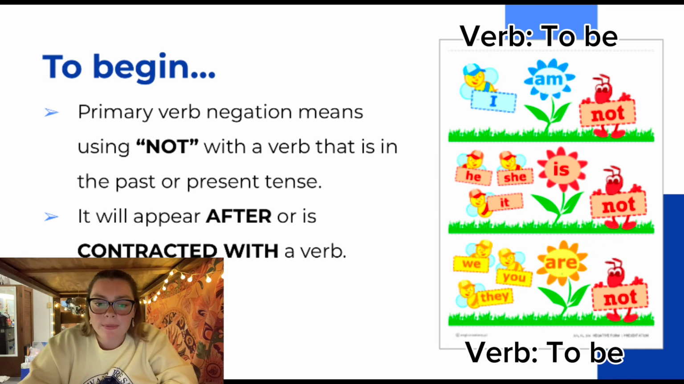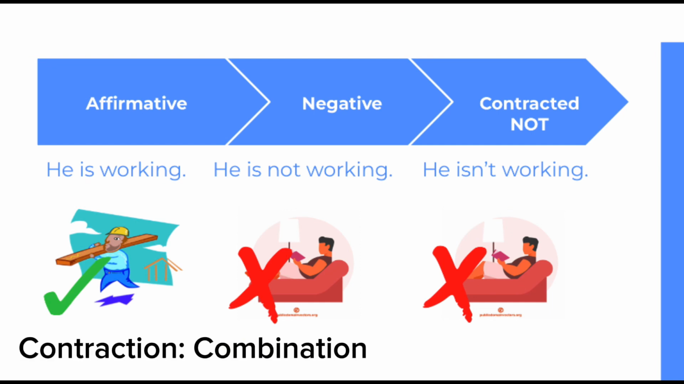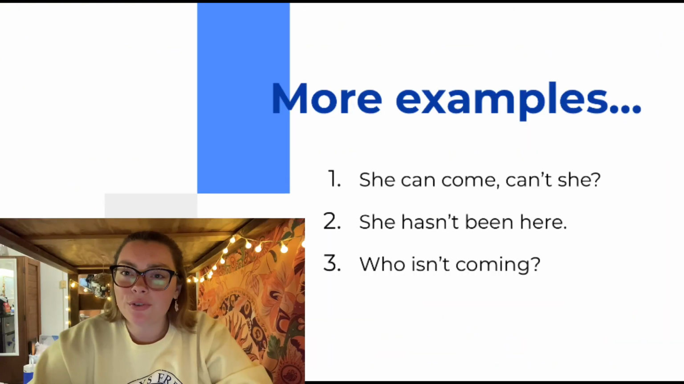All right. Sometimes it helps to visualize the transformation of this happening, okay? So what we have here, this first sentence, he is working, in the affirmative, in the positive, there is no element of no or not, right? He is working. Let's go to the negative. He is not working. Not is after is. And then we have the contracted not, right? He isn't working. Remember that a contraction is just the combination of the verb and not. Is not, isn't.